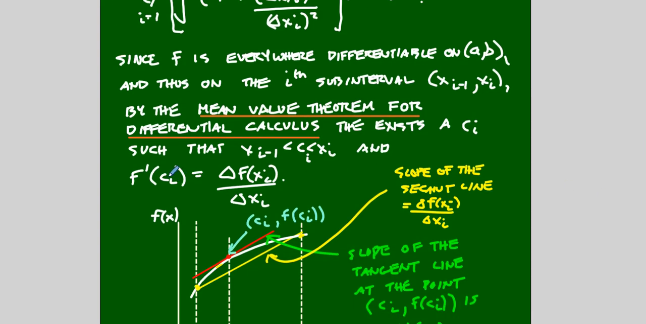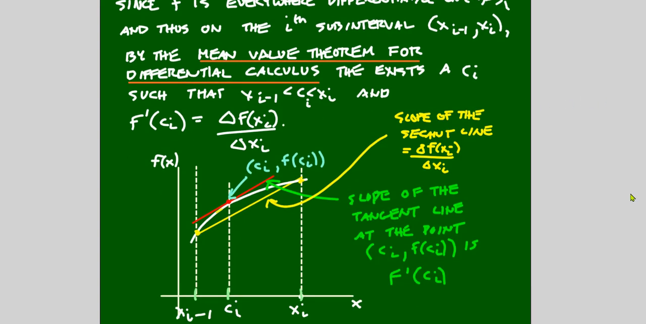And f prime of c sub I is equal to delta f of x sub I divided by delta x sub I. Now, let's talk about this a little in a diagram. So here is x sub I minus 1, here is x sub I, here is c sub I falling between these 2 points. Here is our curve s sub I. Okay, this is the secant line between these 2 points.